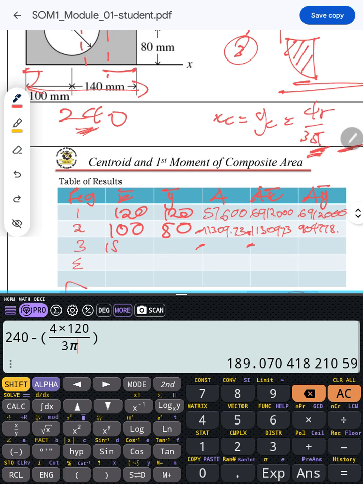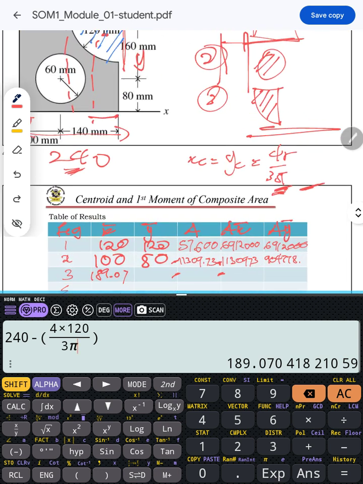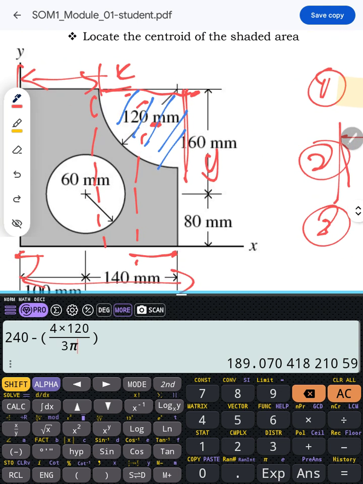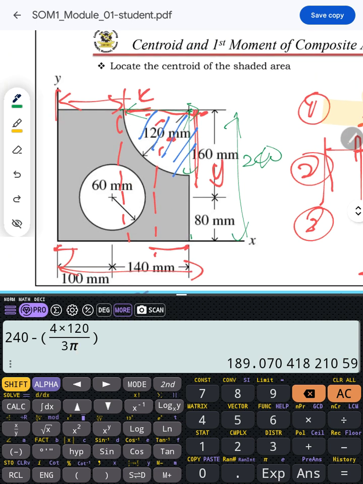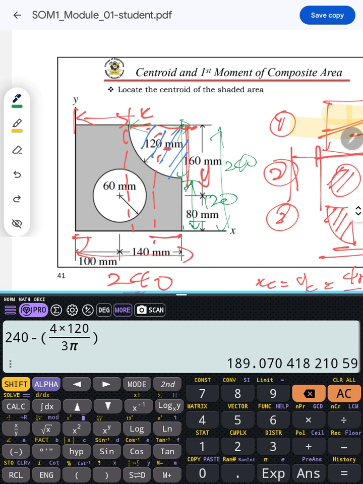So 189.07. Now to get the y, it's the same thing. Why is it the same thing? Because the radius is from here to here, which is the same thing. So the radius from here to here is 120, and from here to here is 120. Since all of this is 240, we take this 120 out and move in the direction of y. So from here to here is 120, plus that formula that gives us the center.